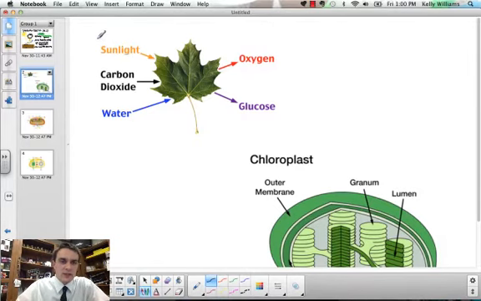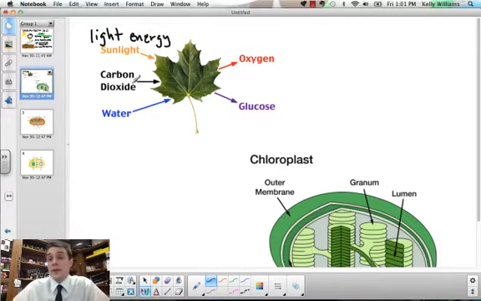So a little bit of practice here, a little bit of review. Sunlight, which is our light energy, with carbon dioxide, an inorganic substance. Key thing here is carbon. Okay, that's big. And water, H2O.